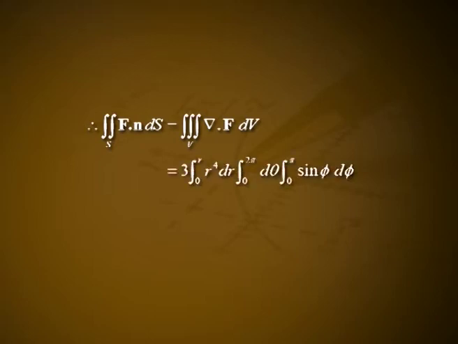By changing to polar spherical coordinates, where r varies from 0 to r, theta varies from 0 to 2 pi, and phi from pi to 0. Therefore, double integral over S of F dot n dS is equal to triple integral over V of del dot F dV, which is equal to 3 times integral 0 to r of r raised to 4 dr, integral 0 to 2 pi d theta, integral 0 to pi sin phi d phi, which is equal to 3 into r raised to 5 by 5 into 2 pi into minus cos phi from 0 to pi, which is equal to 12/5 pi r raised to 5.